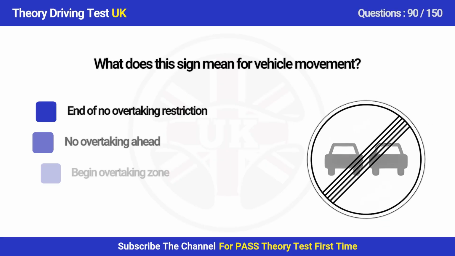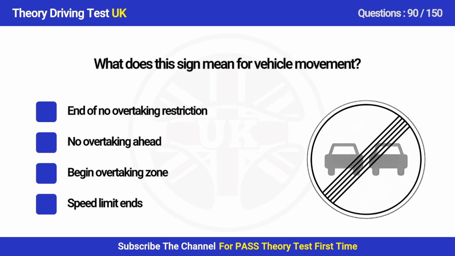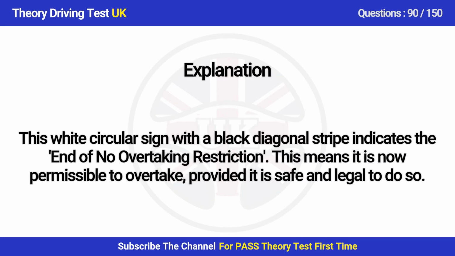Question 90. What does this sign mean for vehicle movement? A. End of no overtaking restriction. B. No overtaking ahead. C. Beginning of overtaking zone. D. Speed limit ends. Answer is A. End of no overtaking restriction. This white circular sign with a black diagonal stripe indicates the end of no overtaking restriction. This means it is now permissible to overtake, provided it is safe and legal to do so.